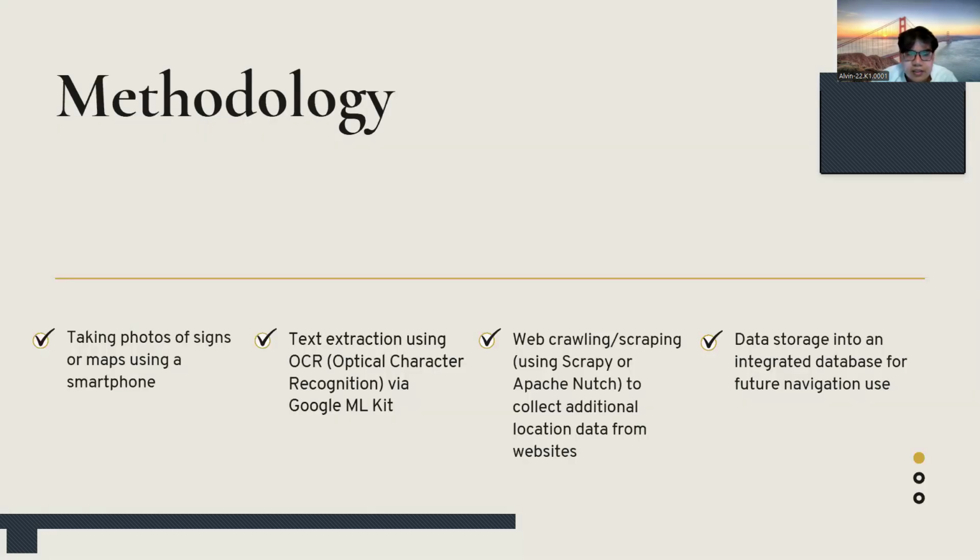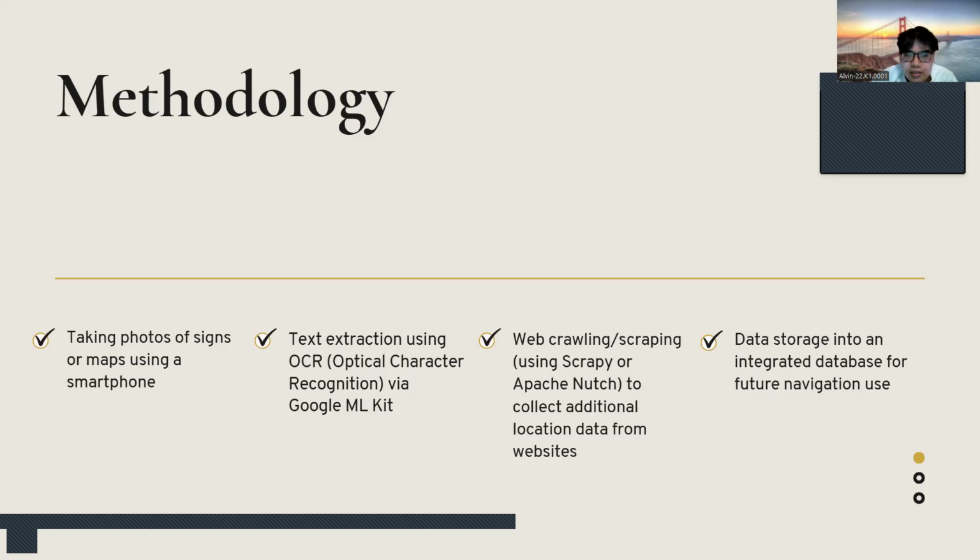This is the methodology. The first one is taking photos of signs or maps using a smartphone. The second one is text extraction using OCR, or optical character recognition, via Google ML Kit. The third one is web crawling or scraping using Scrapy or Apache Nutch to collect additional location data from websites. And the final one is data storage into an integrated database for future navigation use.